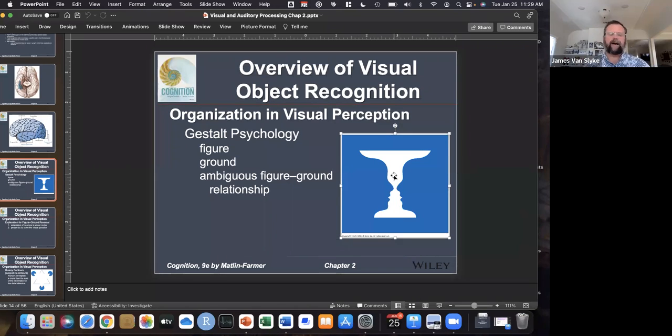There are a lot of different examples of this. But the way in which we often make sense of things is we take the whole scene into account, and then we begin to organize it based on figures and grounds.